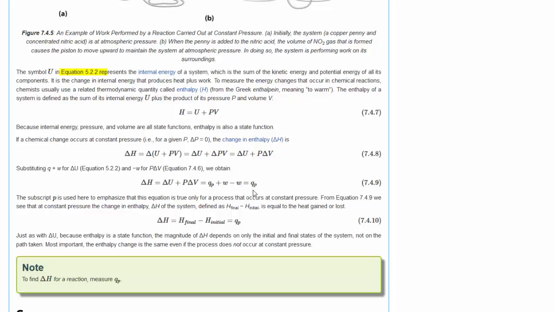But remember, Q and delta H are only the same at constant pressure. That's why they have that subscript P there. The subscript P is used to emphasize this only happens at constant pressure. So Q is really delta H at constant pressure. And if we're doing something on the bench top, we're doing something at constant pressure.